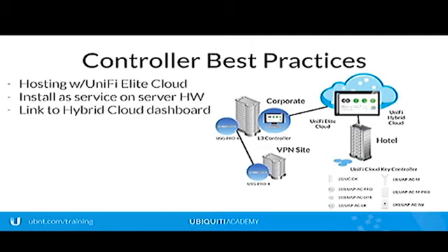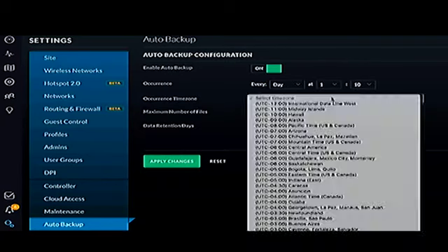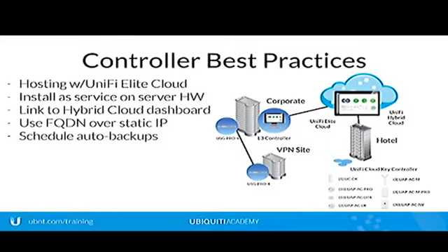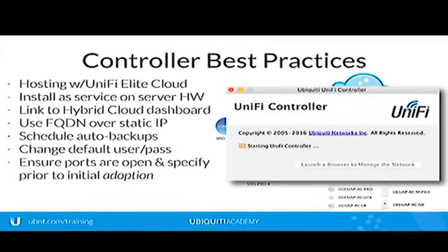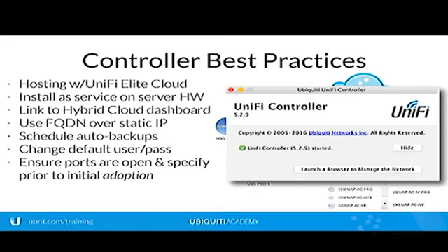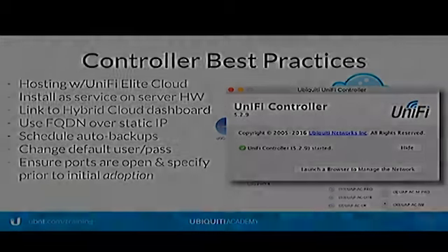Be sure to link all controller instances to the Ubiquiti Hybrid Cloud for central access and monitoring summaries. When the controller sits on the global network, opt for a fully qualified domain name rather than a fixed IP address. Also, schedule automatic UniFi server backups. Furthermore, ensure that no UniFi sites use the default username and/or password for device management. Finally, check to make sure that all network ports in use by the controller are available for the UniFi system to work prior to adopting UniFi devices for management.